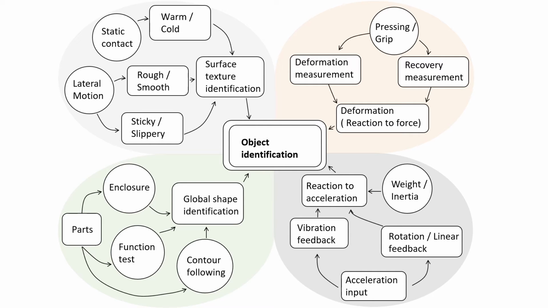By touching the objects, we can sense warmness or coldness, roughness or smoothness, stickiness and slipperiness. To identify the shape of an object, we follow the contours. We separately identify parts and their functions, and explore the enclosure.